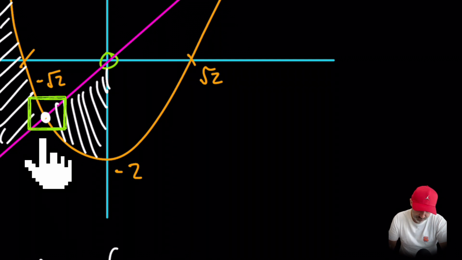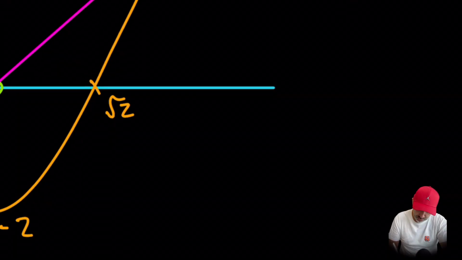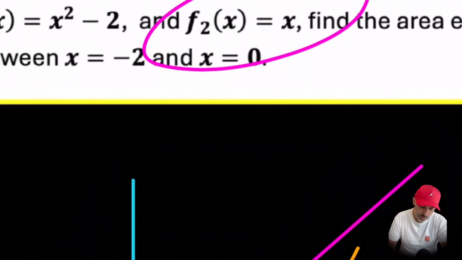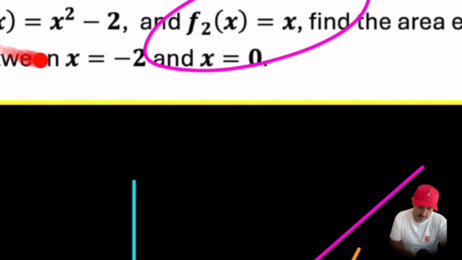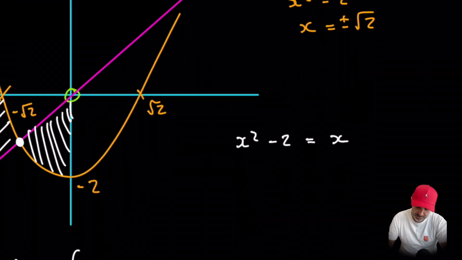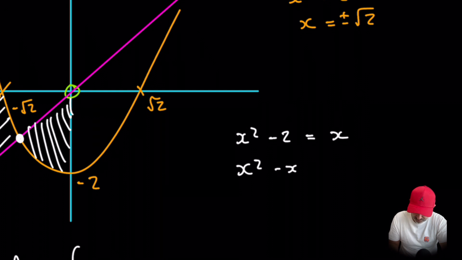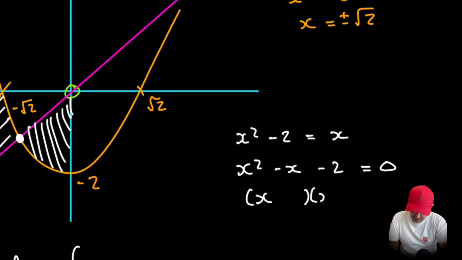So area is equal to -2 to this intercept there. Now I actually just need to find that, so x squared minus 2 is equal to x, because I'm basically equating these two functions together. I just want to know when they touch. Looks like it's going to be a quadratic and nice and factorizable. So x minus 2, x plus 1.